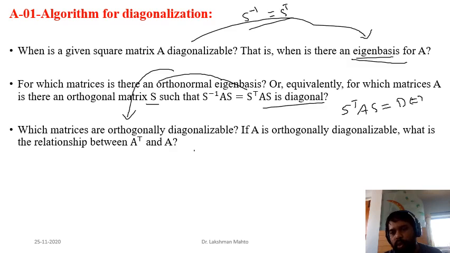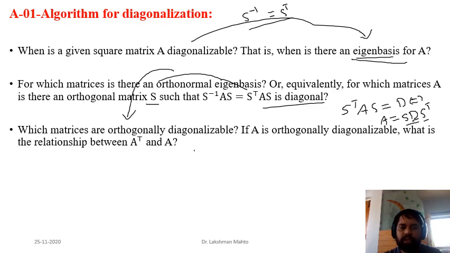The same matrix equation can be written further. We know that S is invertible, and S is also an orthogonal matrix, so the inverse of S is just S transpose. If you multiply S transpose on both sides, reversely you can write A equal to S D S transpose. That means you have decomposed the given matrix A in the form of S, an orthogonal matrix, D, a diagonal matrix, and S transpose, again an orthogonal matrix.